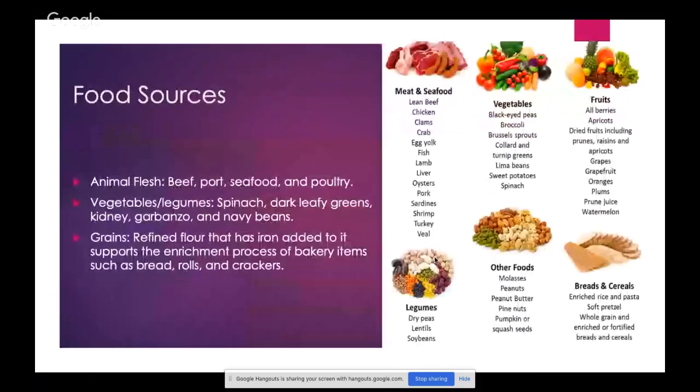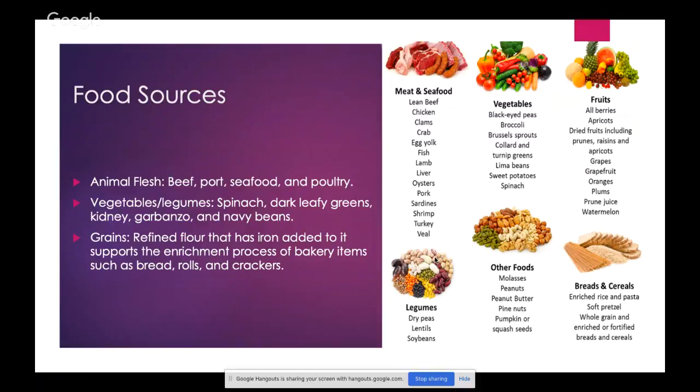Okay, so some food sources that iron can be found in is obviously animal flesh, which is the heme iron. And these animal flesh that I'm talking about can be beef, pork, seafood, and poultry. Some vegetables or non-heme iron and legumes would be spinach, dark leafy greens, kidney, garbanzo, and navy beans. And it's also in grains. Refined flour actually has iron added to it that supports the enrichment process of bakery items such as bread, rolls, and crackers.